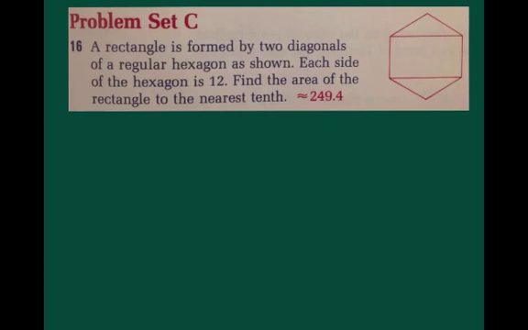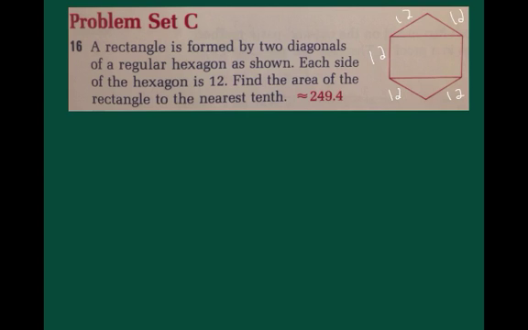Okay, number 16 on page 515. They ask us to find the area of the rectangle formed by drawing 2 diagonals of a hexagon. Now we know that each side of the hexagon is 12. We're given that. So we have to find the length of these diagonals so that we can use our formula for the area of a rectangle.